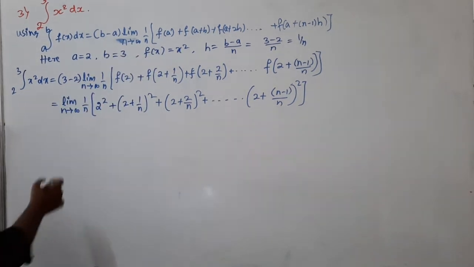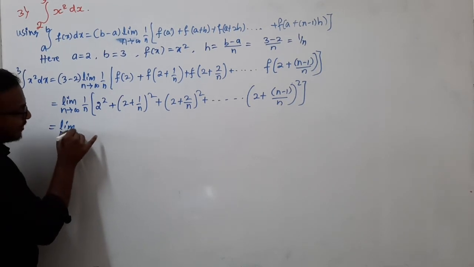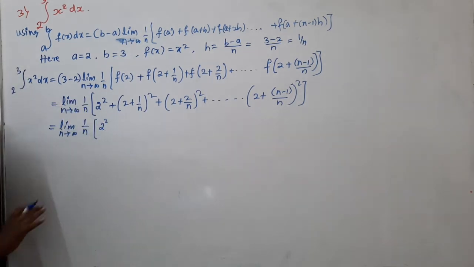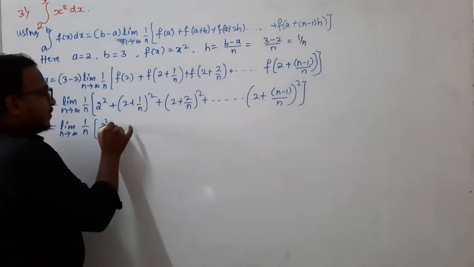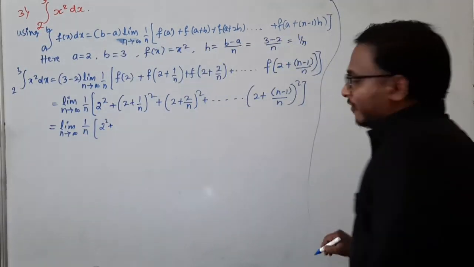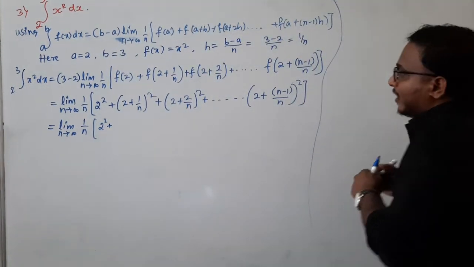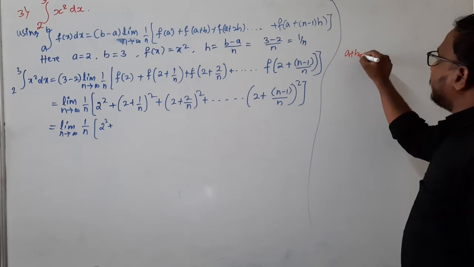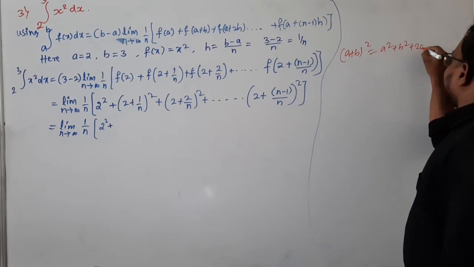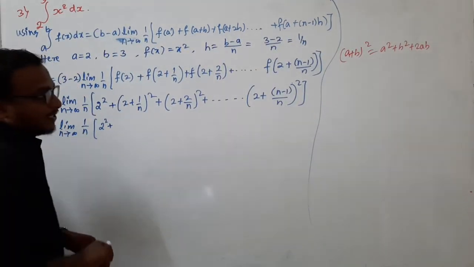Now calculate this one. It will become limit n tends to infinity 1 by n into 2 square. I am writing 2 square only. Okay, next we know that this is the format of a plus b whole square. What is the a plus b whole square formula? That is a plus b whole square, which is equal to a square plus b square plus 2ab.